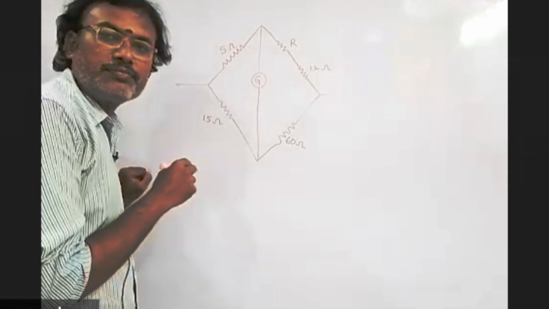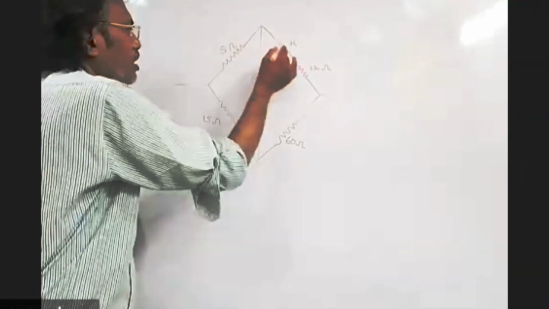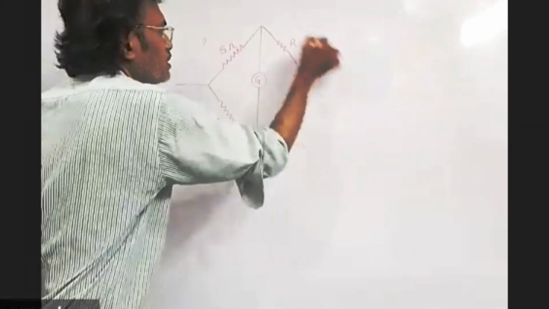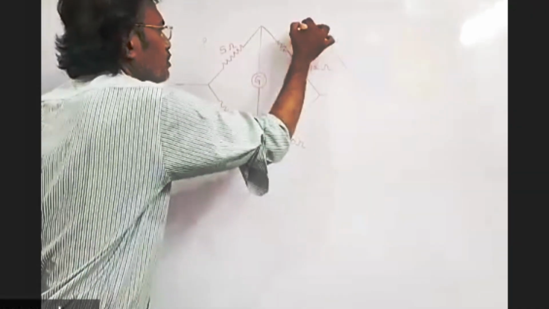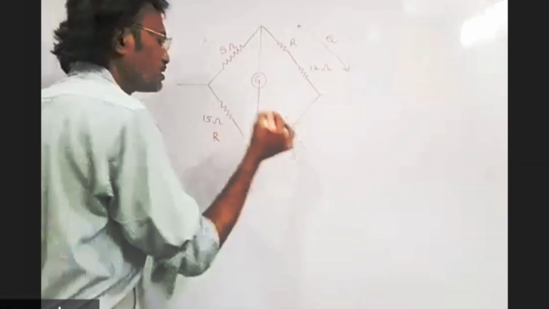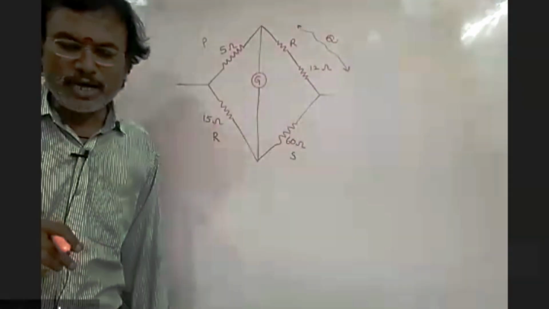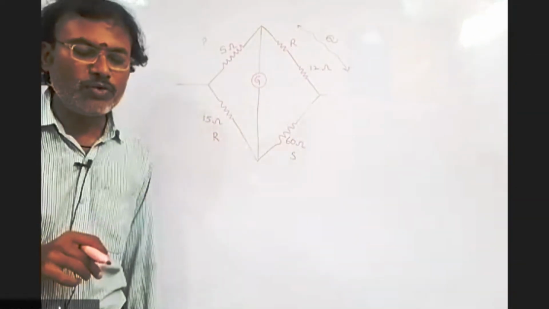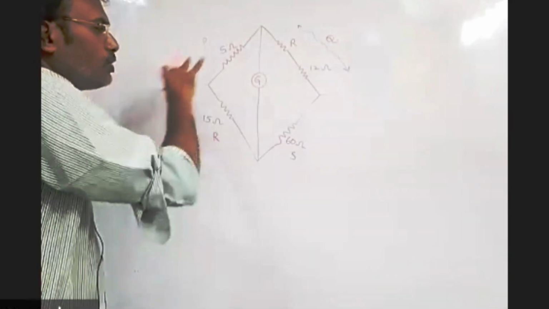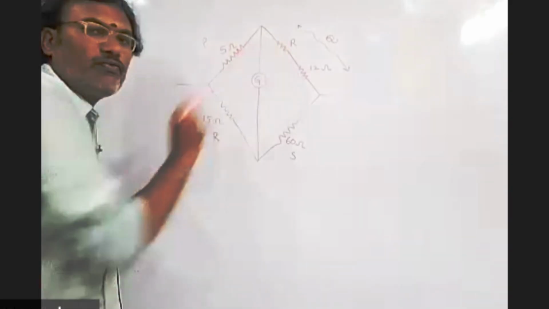Another problem here. This is a new circuit again. 5 ohm, R ohm, this is P. Both the ends, this entire part is Q. This is R and this is S. The question is, to balance the bridge in the circuit, the value of R is. So you want to take this as a balanced Wheatstone bridge. What is the value of R?